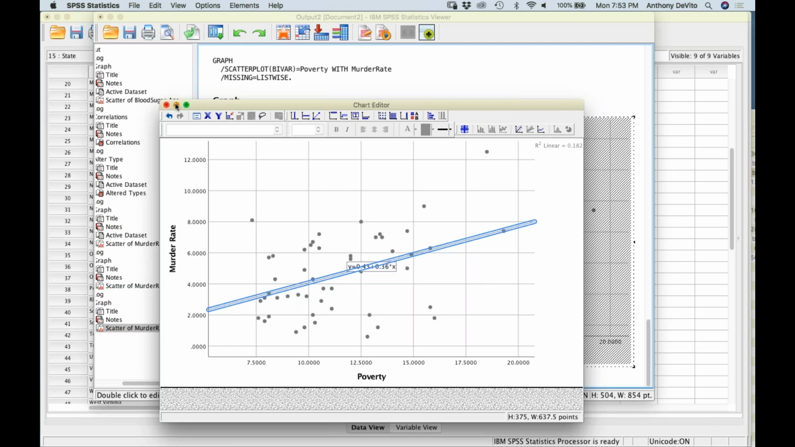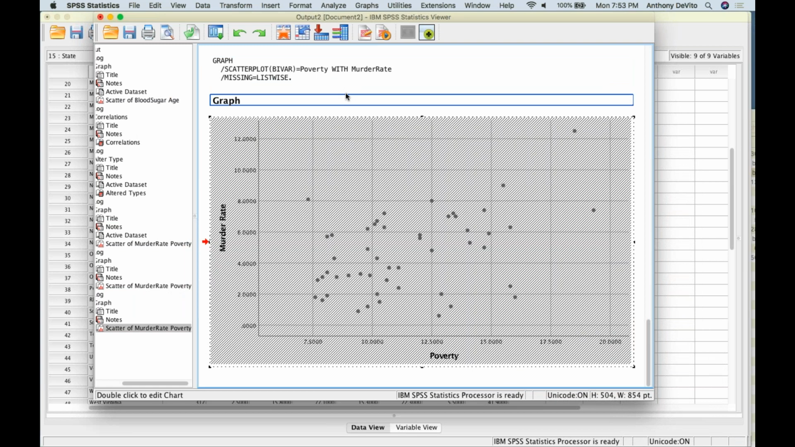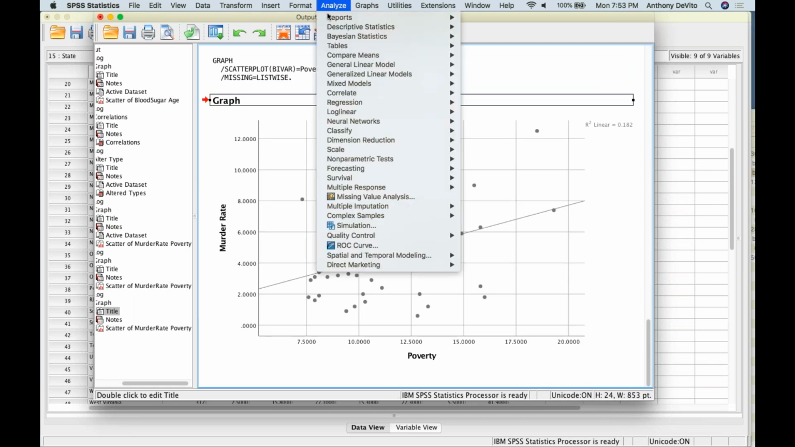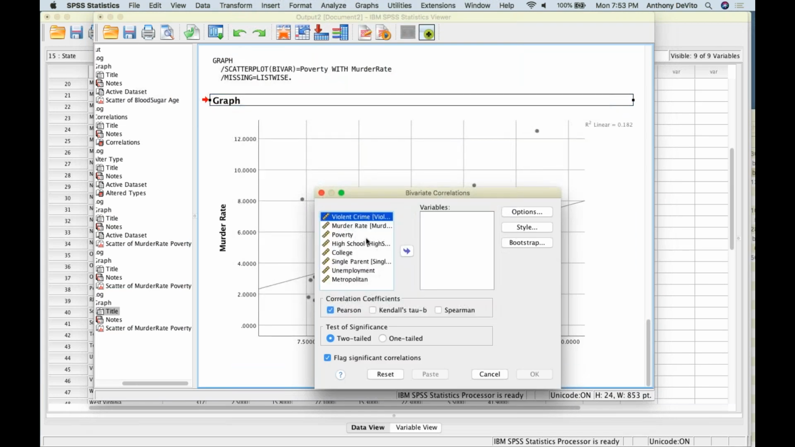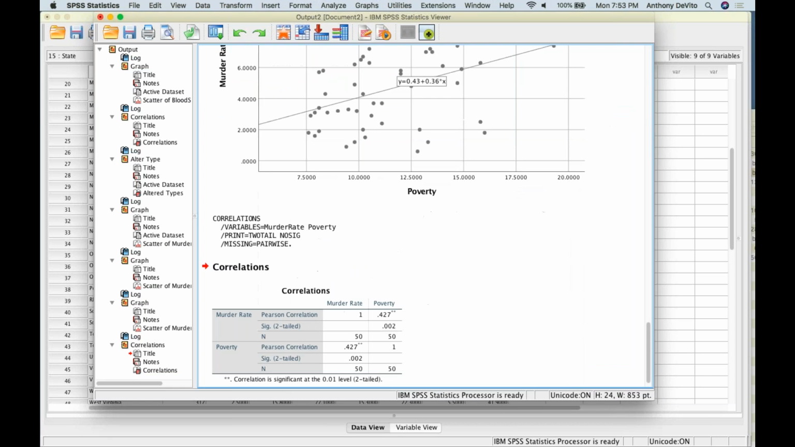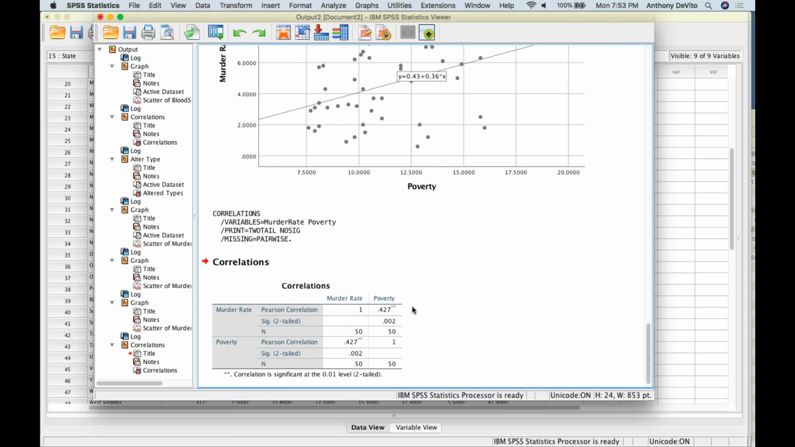So let's do our Pearson's correlation. Let's quantify this now. Go to analyze, correlate, bivariate, and let's see, murder rate and poverty rate. Let's see what we wind up with for our Pearson's correlation. Pearson's correlation says that the correlation is 0.427. It's a weak association, right? It's not a great association, but it is an association, not zero.